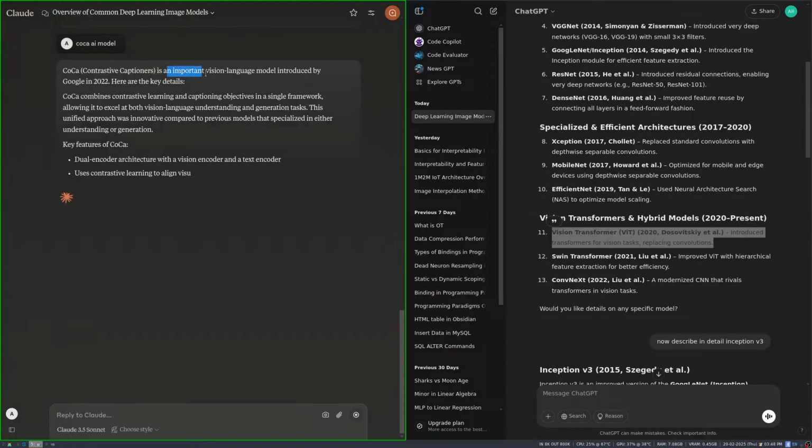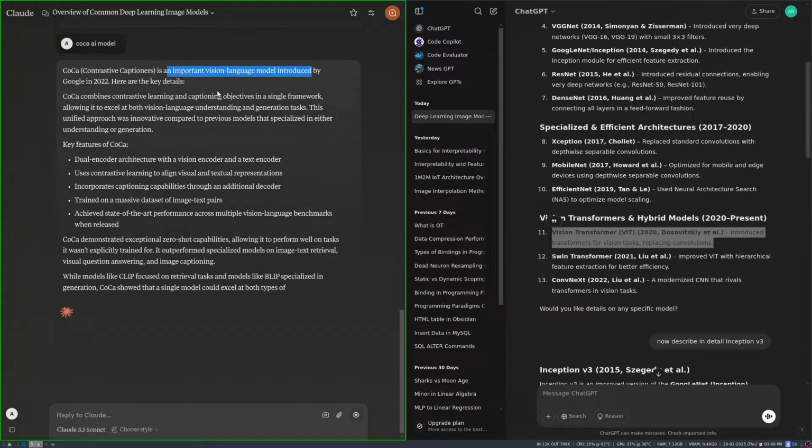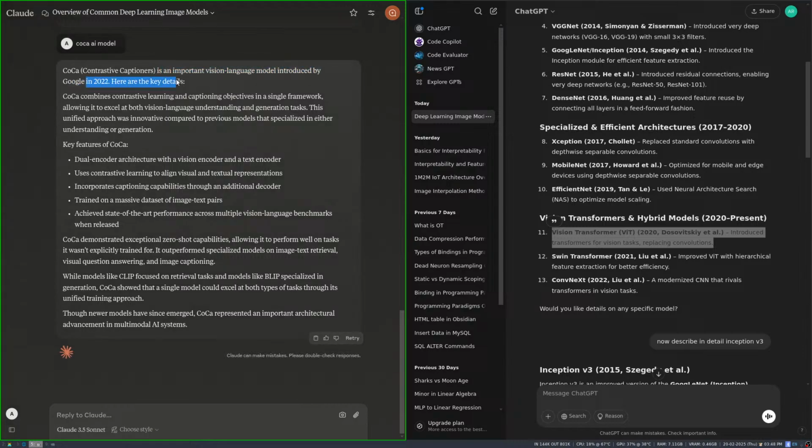Contrastive Captioners is an important vision language model by Google in 2022. It combines contrastive learning and captioning objectives in a single framework, allowing it to excel at both vision language understanding and generation tasks. Dual encoder architecture with a vision encoder and a text encoder uses contrastive learning to align visual and textual representations.